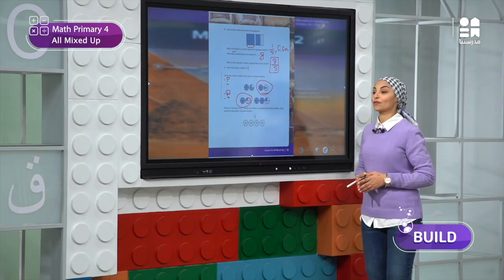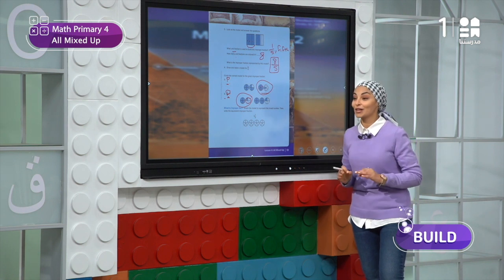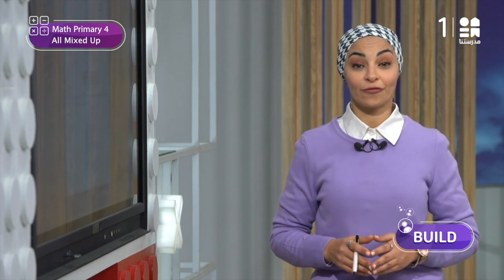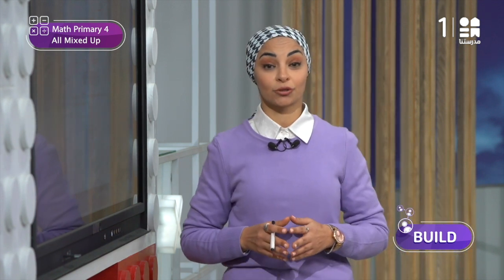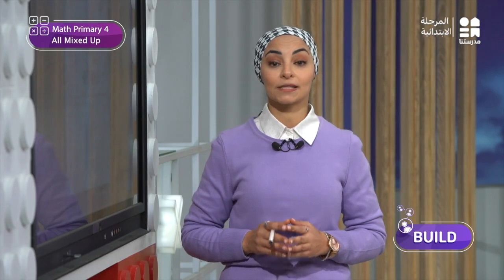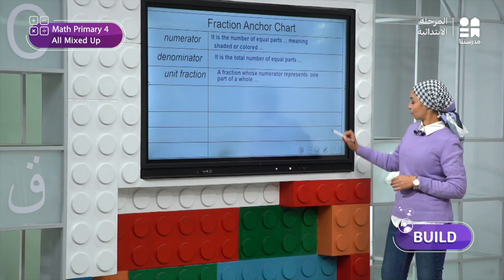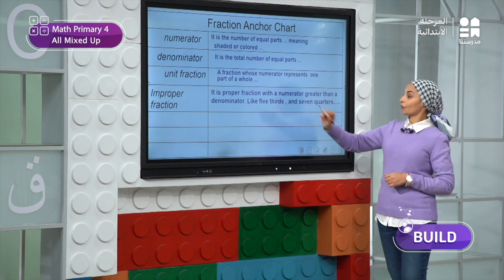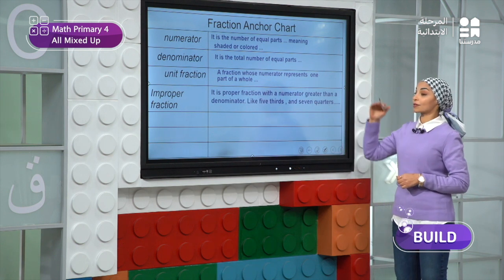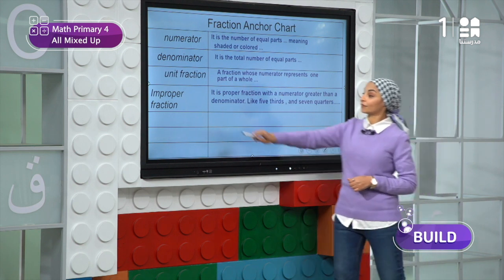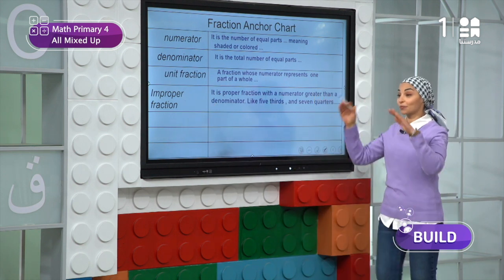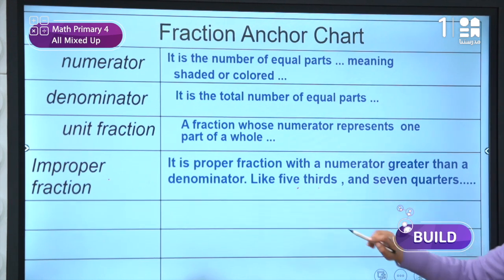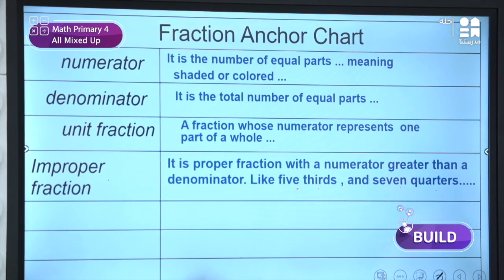As we have finished solving the problems and become very good at dealing with improper fractions, let's add the term improper fractions to the fraction chart and define it. Here is my chart and I will add the improper fraction here. It is a fraction with numerator greater than denominator. We all now know that in an improper fraction the numerator must be greater than the denominator, like 5/3 and 7/4 for example.